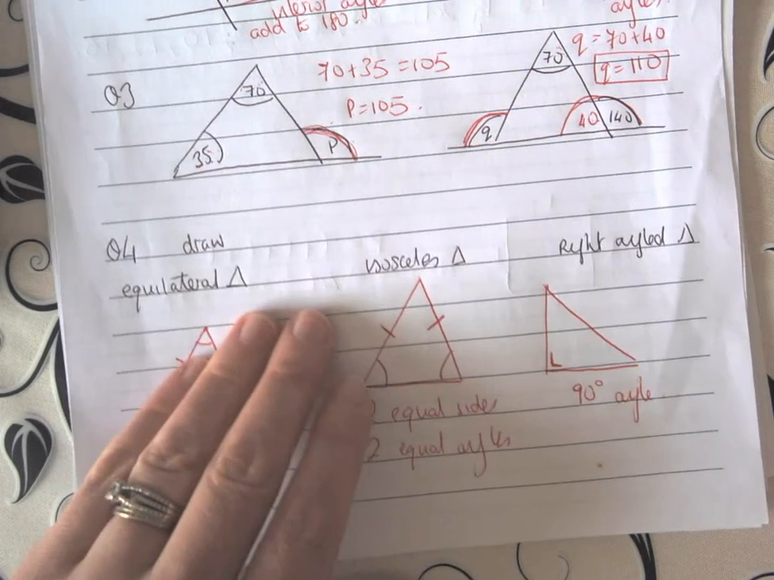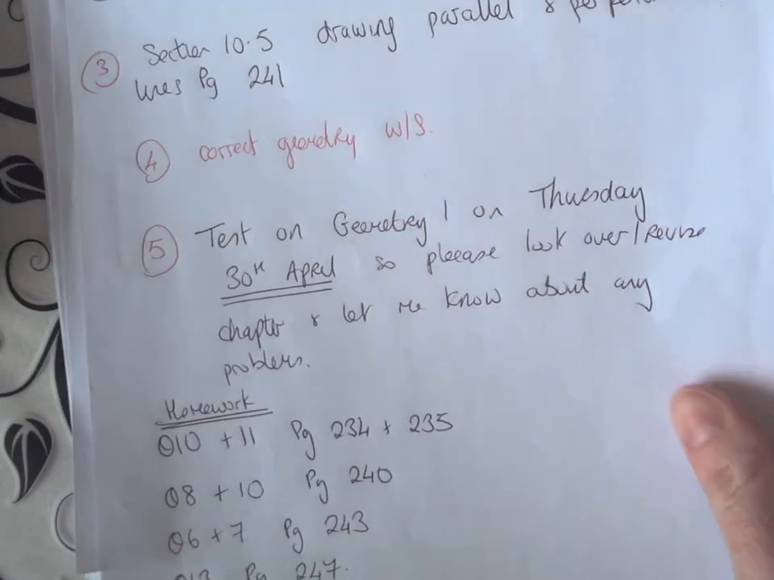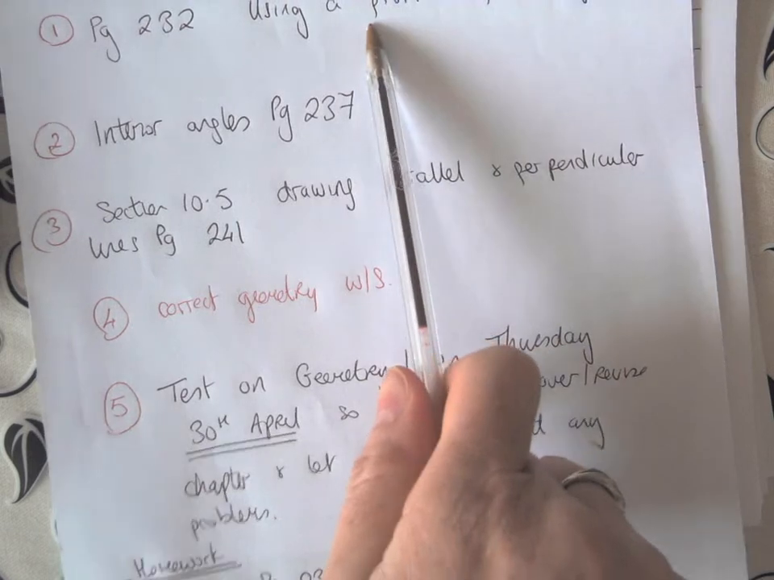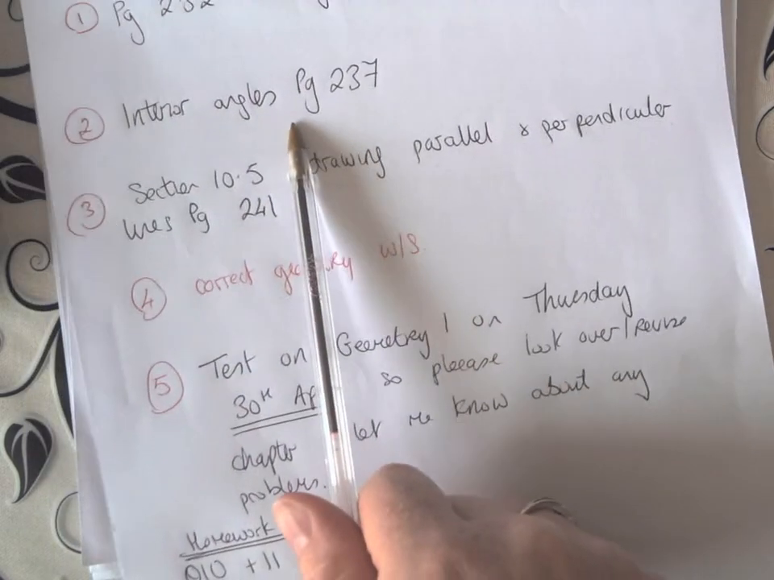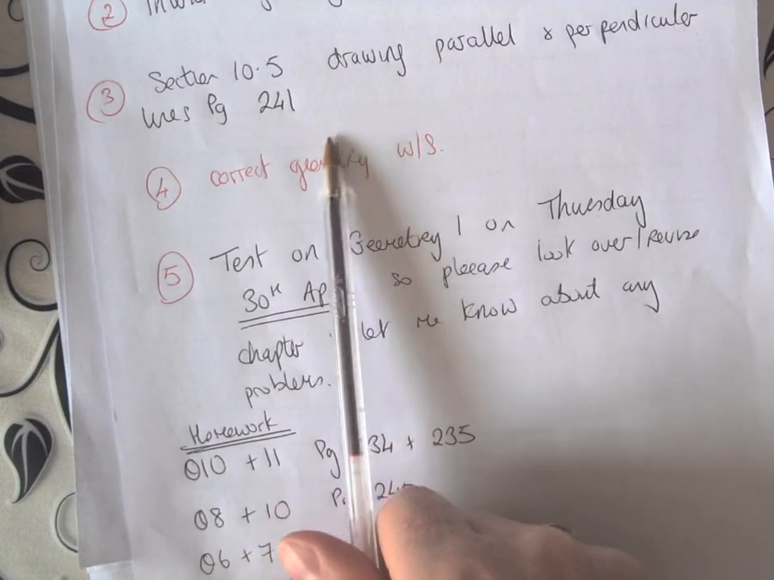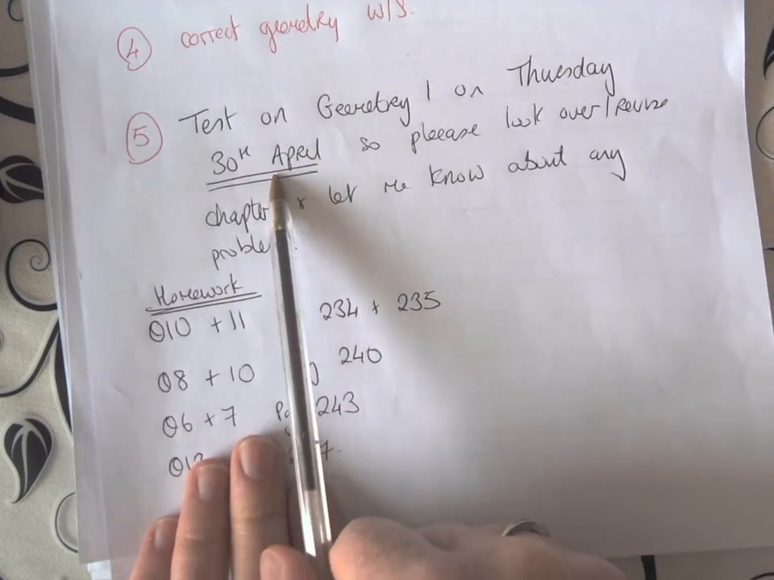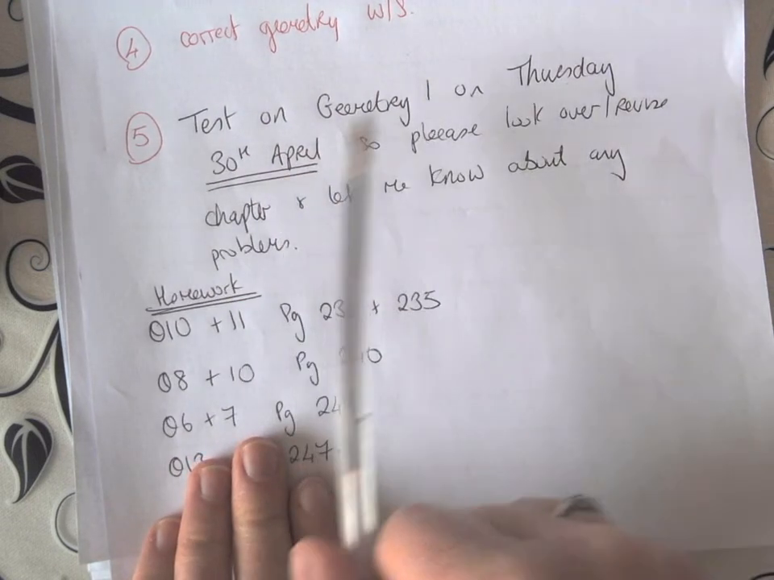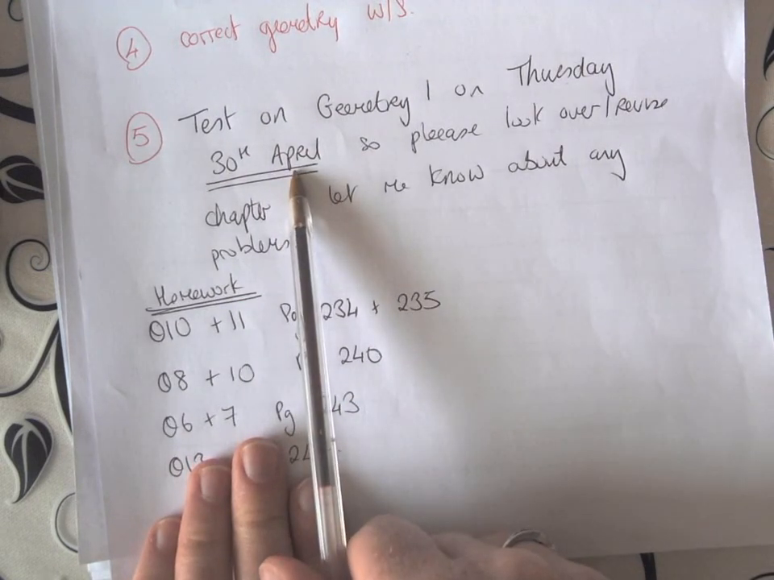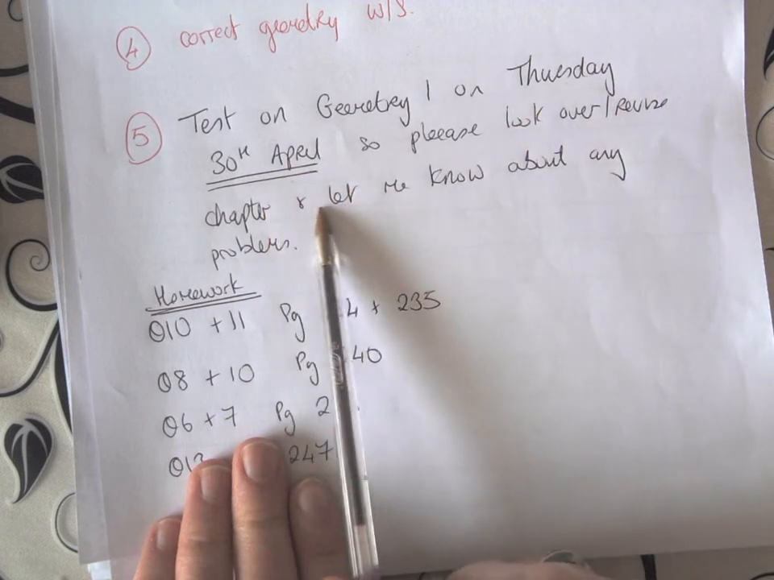Okay, so that's that. We looked at using a protractor for measuring and drawing angles. We looked at interior angles. We looked at drawing parallel and perpendicular lines. We corrected the worksheet. So again, just a reminder, your test is on this Thursday. So look over and revise the chapter and let me know if there's any problems.